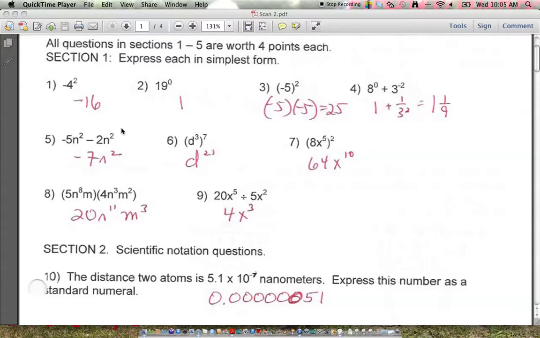On this one, you've got to make sure you square both things. 8 squared is 64, and then power to a power, x to the 10th. Here we multiply coefficients, 20, add exponents, n to the 11, m to the 3rd. And here we divide coefficients and subtract exponents.